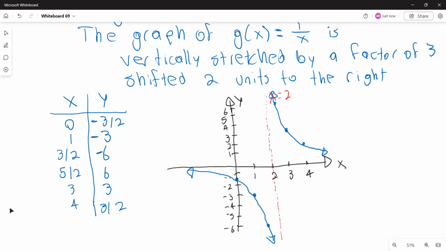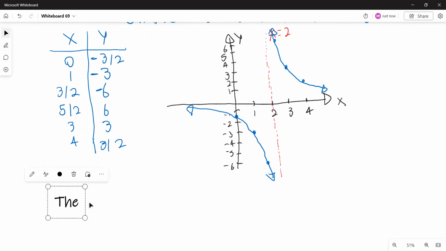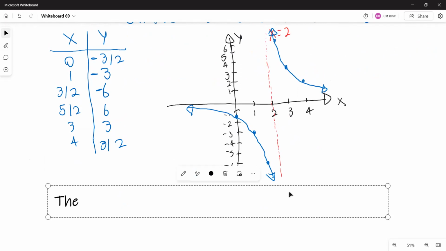Okay. So you can see that the vertical asymptote is x equals 2, or the line x equals 2. Is a vertical asymptote. Now in my MATLAB, you don't have to make these tables. You're going to take 1 over x as the basic function and indicate the transformations. Okay, so the line x equals 2 is a vertical asymptote.